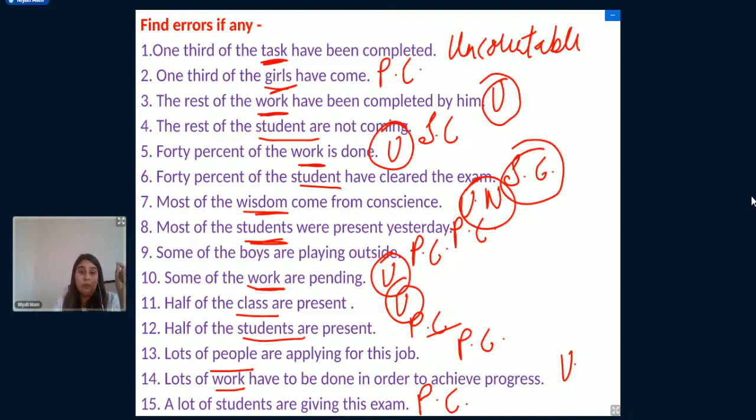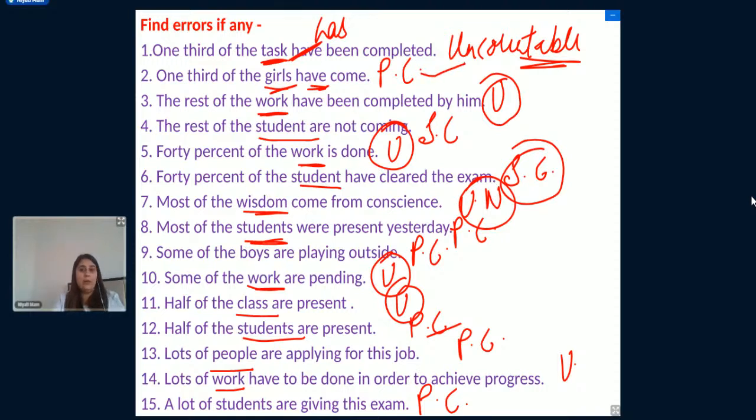Now what we have to do? We just need to check the verb in response to the given noun. Noun is plural countable, verb should be plural. Noun is uncountable, verb should be singular. Got my point? 1/3 of the task. Your noun is what? Uncountable. Verb should be singular. So the correct sentence is 1/3 of the task has been completed. 1/3 of the girls have come. Plural countable noun, plural verb given.